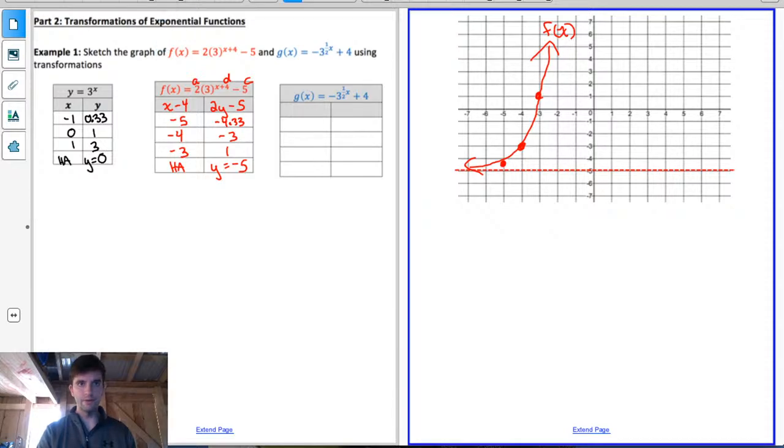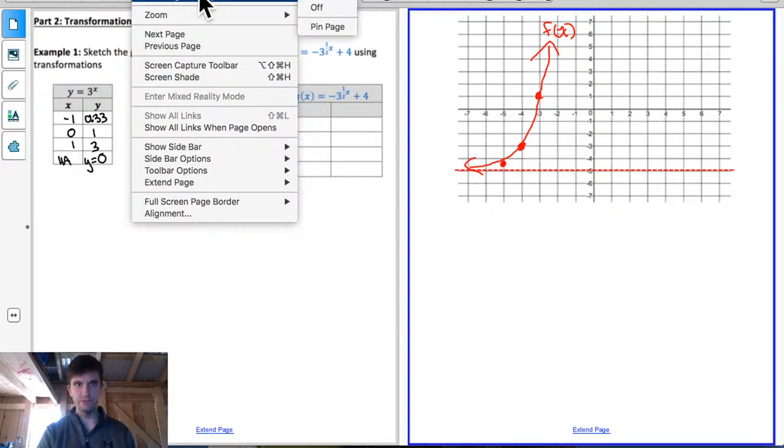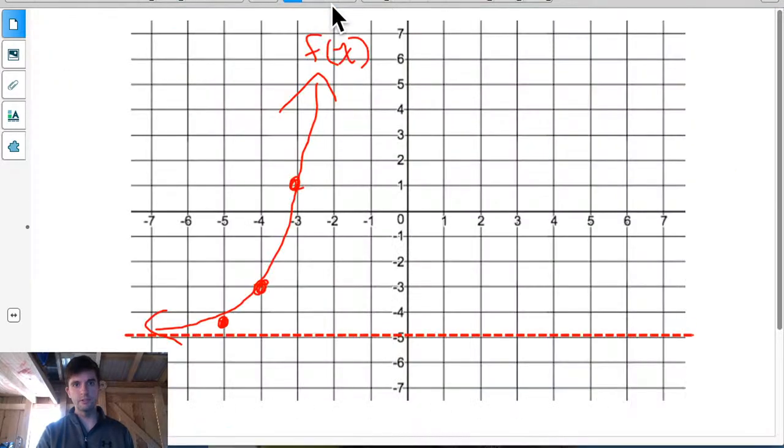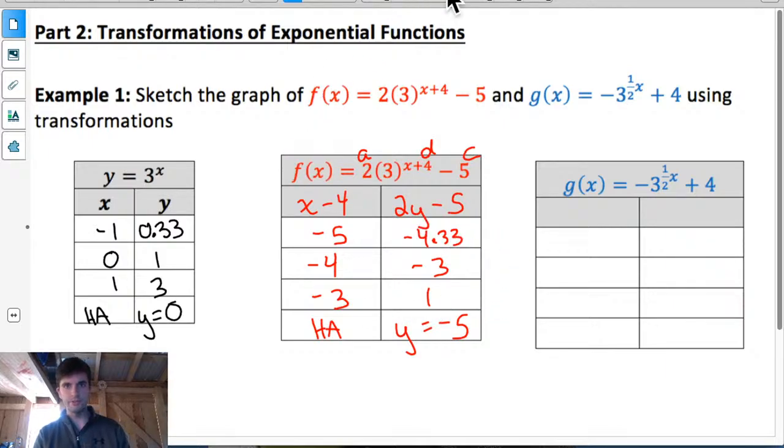Alright, let's try the other one. Let me put it back to single page view for us. And let's do the next function. For this one, it might be helpful if you see me put brackets around that base of the power 3 so that you can see that the a value is actually negative 1. And we have a k value of 1/2 and a c value of 4.